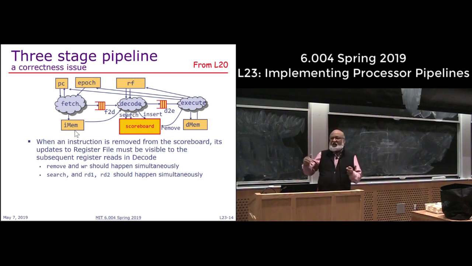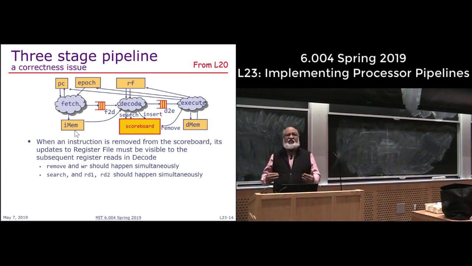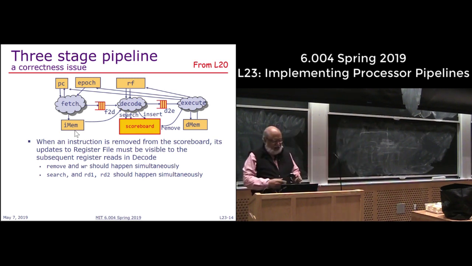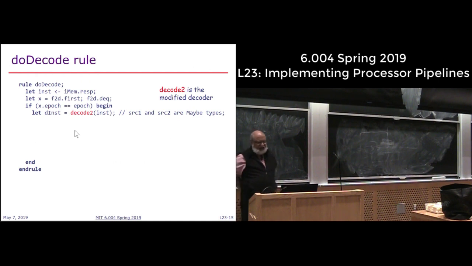So the assumption is, whoever left, its effects are visible in the register file. Otherwise, the register file will be stale. So this now becomes something high level, becomes our invariant in the design. We have to make sure these properties are preserved, and for that, atomic actions are fantastic, because you will make sure that removing from the scoreboard and writing the register file is done in one rule, and searching and reading the register file is done in one atomic action.